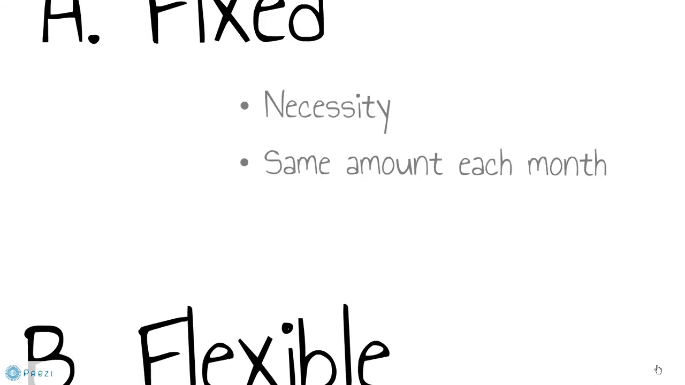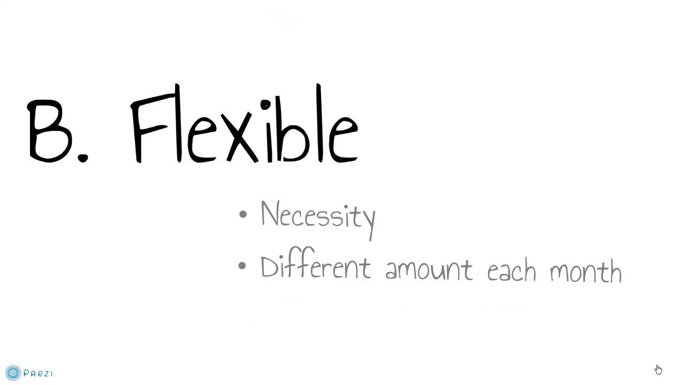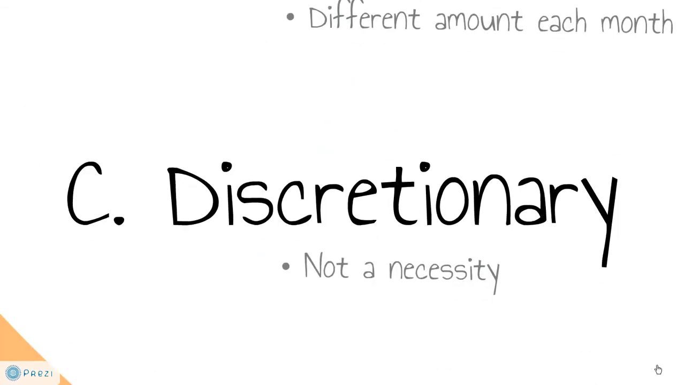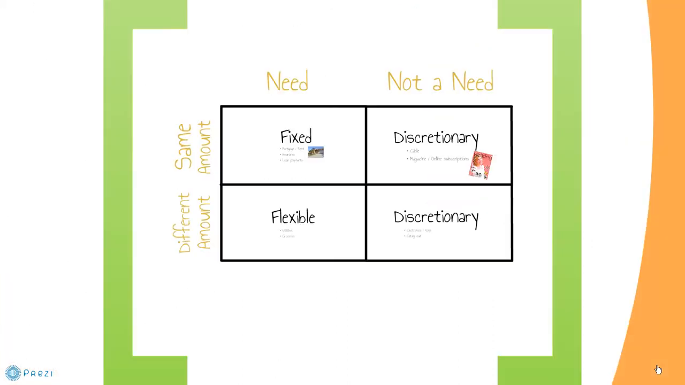A flexible expense is also something that you can't get along without, but which has fluctuating costs each month. Discretionary expenses are things that are not needs. These are usually the fun things we like to buy or do. This chart is another way to help you understand these categories a little better. I'll also give some examples of items in each category.